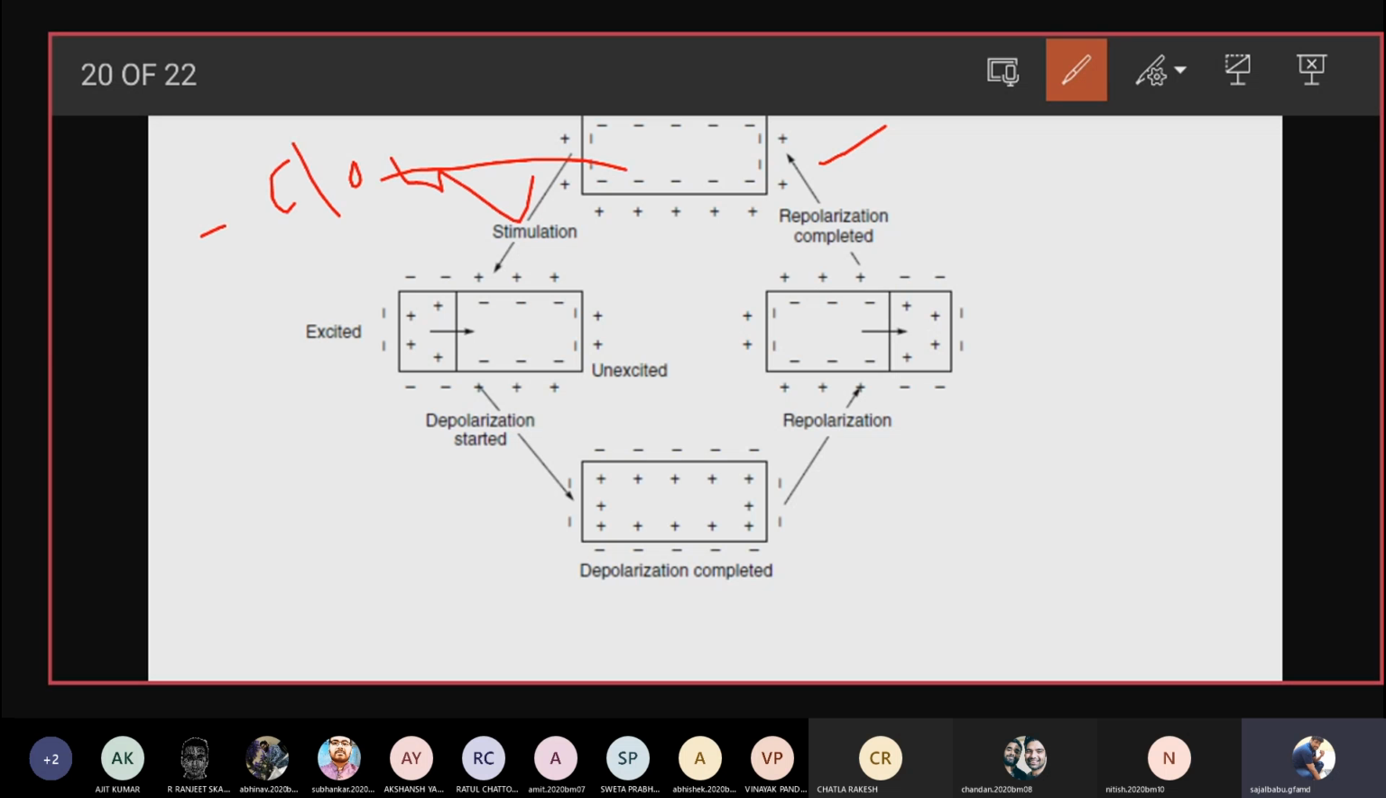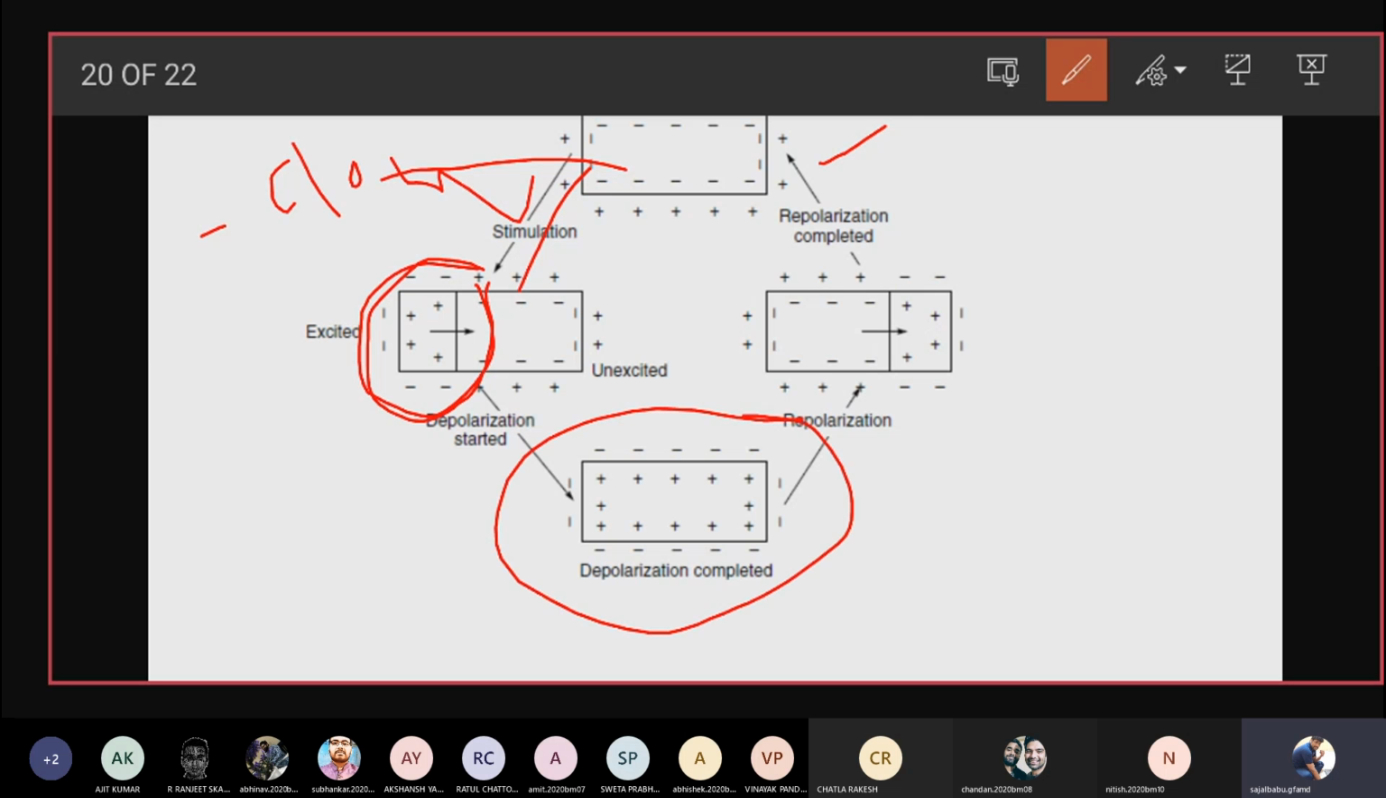Then what happens? Stimulation occurs. First, some part of your cell will start depolarizing. I have represented here negative outside and positive inside, so the outer potential will get less when compared to the inner one. Some part of your cell will get excited, and this is an excitation process. After some time, this excitation will happen in the complete cell.